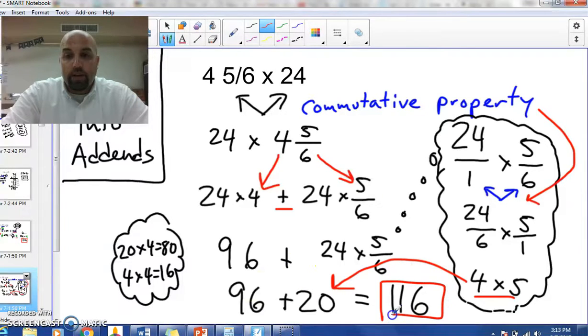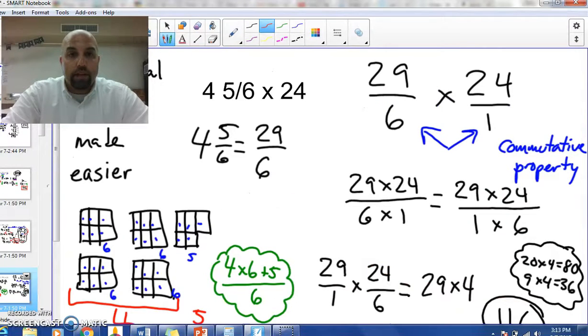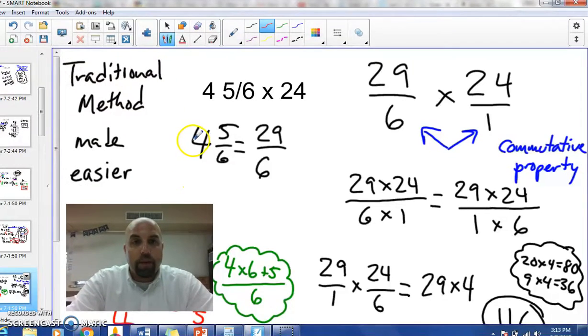So a couple different ways that you could solve it. Another way that I saw a lot of students doing, and this was a really neat method, was basically taking the traditional method and making it easier. However, there were some issues here in terms of students explaining the traditional method. A lot of students told me that 4 and 5/6 is 29 over 6. That is true. But a lot of students didn't really seem to understand why.